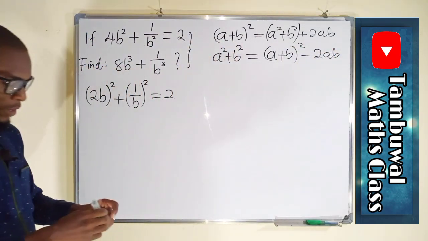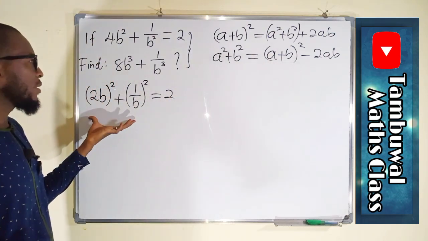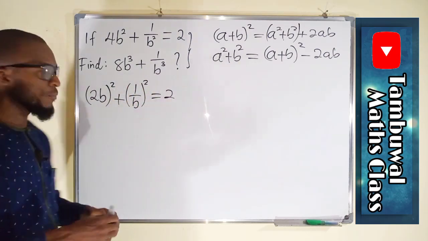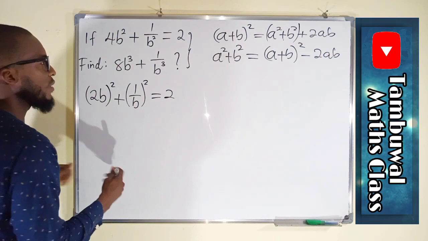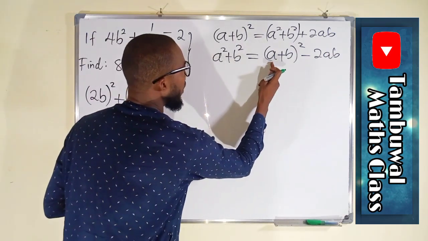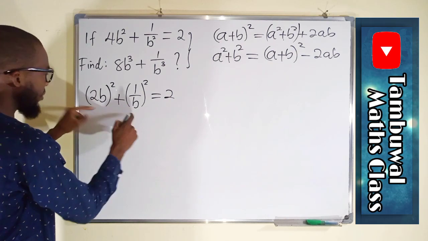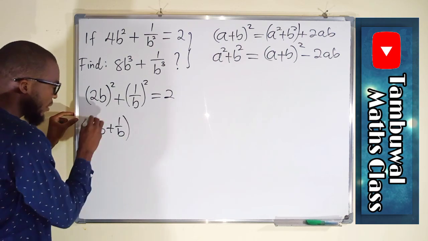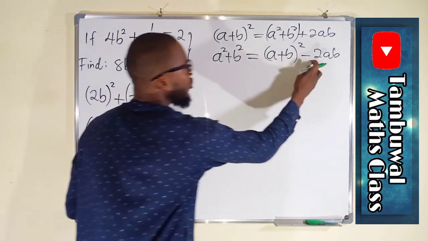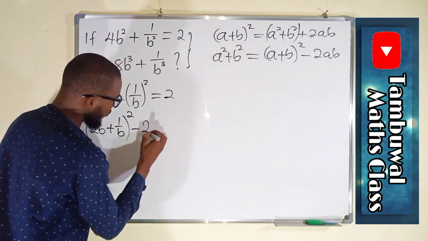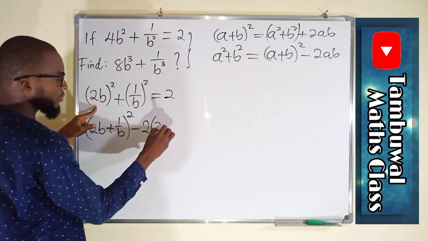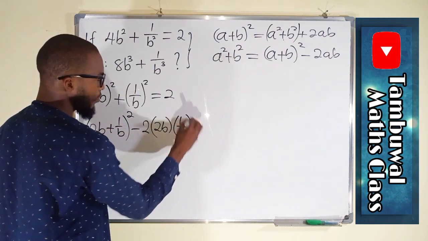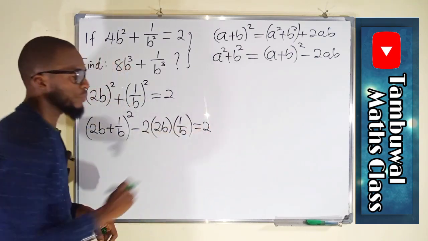We can relate this with this one, treating 2b as a and 1 over b as b, because they are sum of two squares. It says it is equal to a plus b to the second power. This is a, this is b. We say 2b plus 1 over b to the second power minus 2 times a times b. Our a is 2b here, and our b is 1 over b. The whole of this is equal to 2.